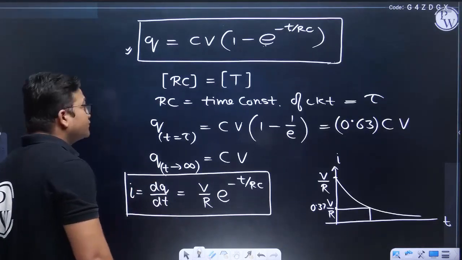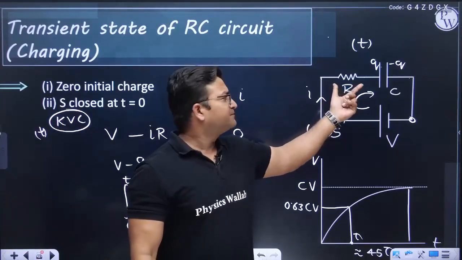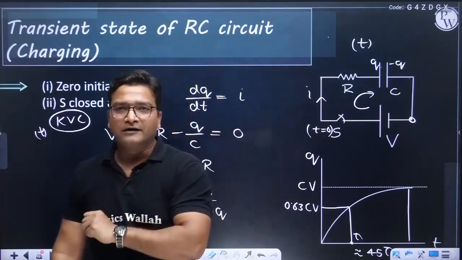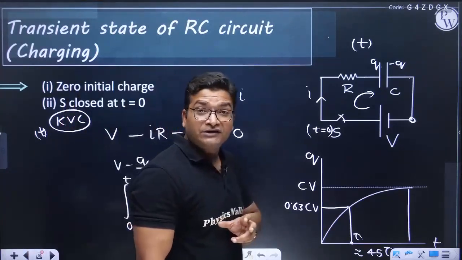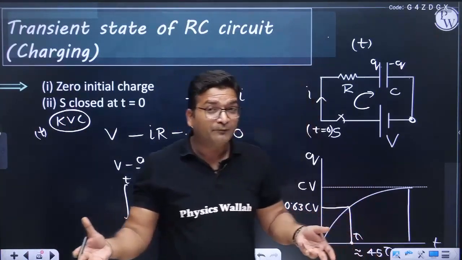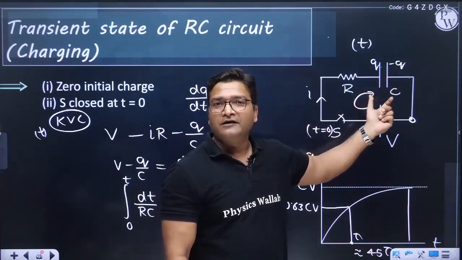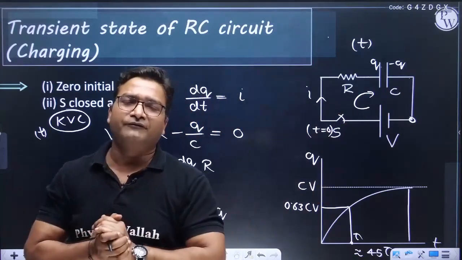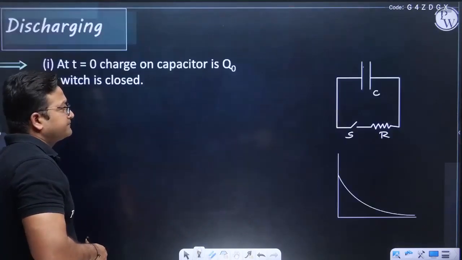If in some question they ask you what is the potential difference across resistance, just multiply I by R. You will get the potential difference across resistance. If they ask you what is the potential difference across the capacitor at any point of time, the potential difference across the capacitor would be Q by C. You know the value of Q as a function of time. So this is the simple idea of charging of a capacitor.